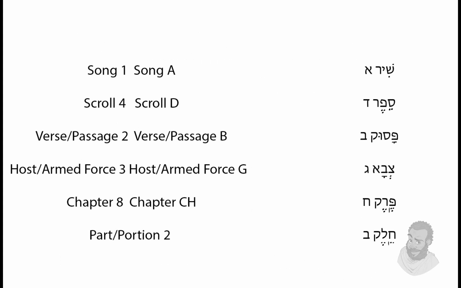Here are a bit more. So song 1 or song A will be Shir Aleph. Scroll 4, scroll D, or you can say book, will be Sefer Daleth. Okay. Now I went over Sefer with you, and Parak, okay, and Pasuk. So verse or passage 2, verse passage B, Pasuk Beth.